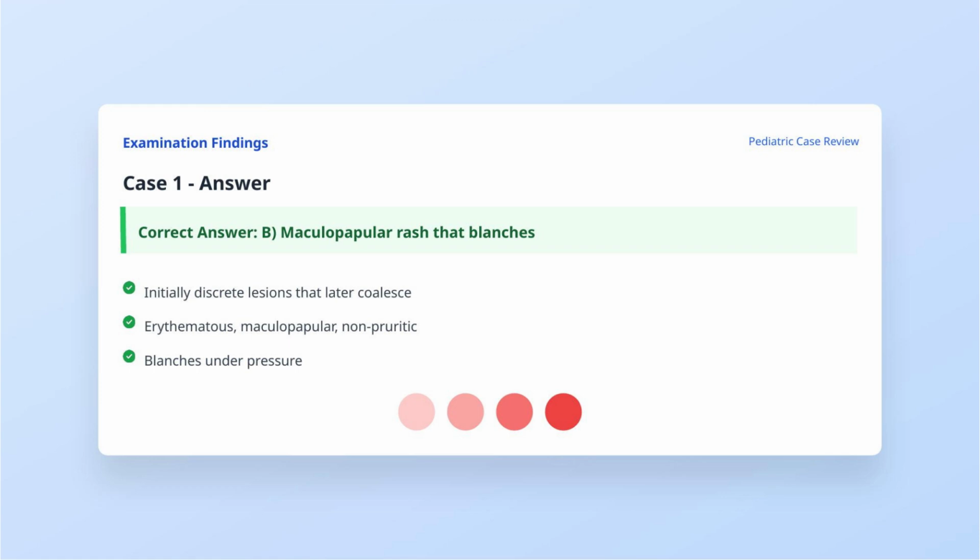The classic measles rash is erythematous and maculopapular, consisting of flat and raised elements that initially appear as discrete lesions but later coalesce, especially on the face and upper body. Unlike purpuric rashes, the measles rash blanches with pressure. It is typically non-pruritic, which helps differentiate it from allergic rashes.